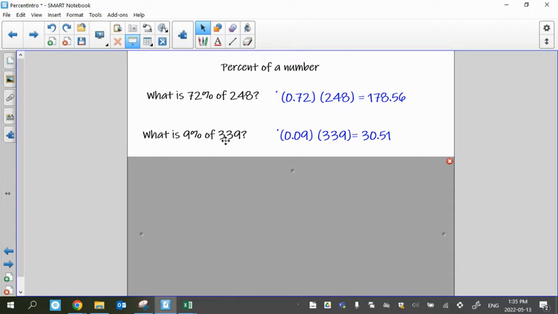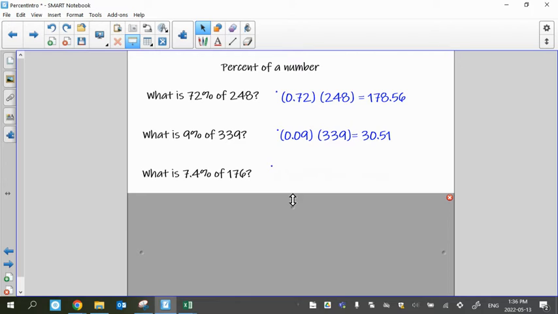30.51. And we can also begin to make sense of the numbers in case we make a calculation error. 9% is close to 10%, and I know 10% of 339 would be 33.9, so this answer makes sense. Okay, another one.